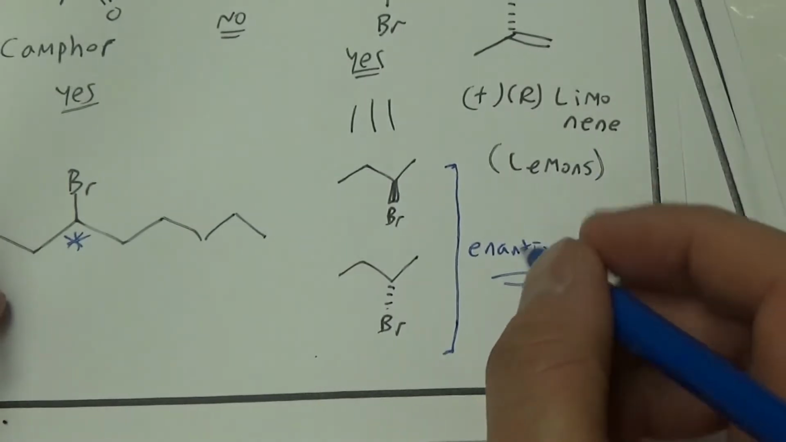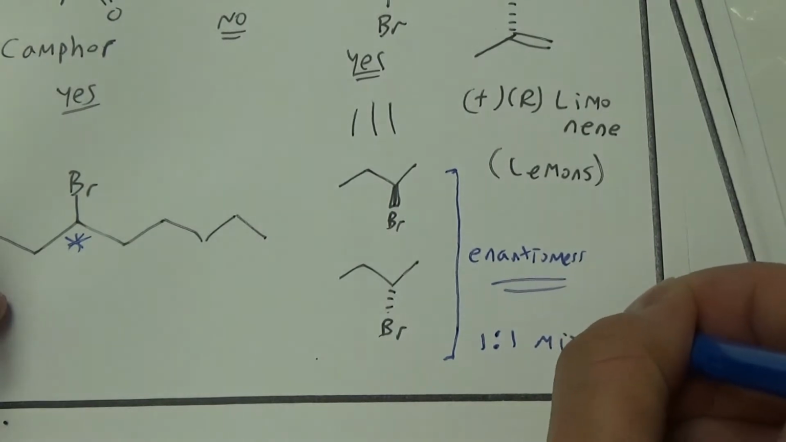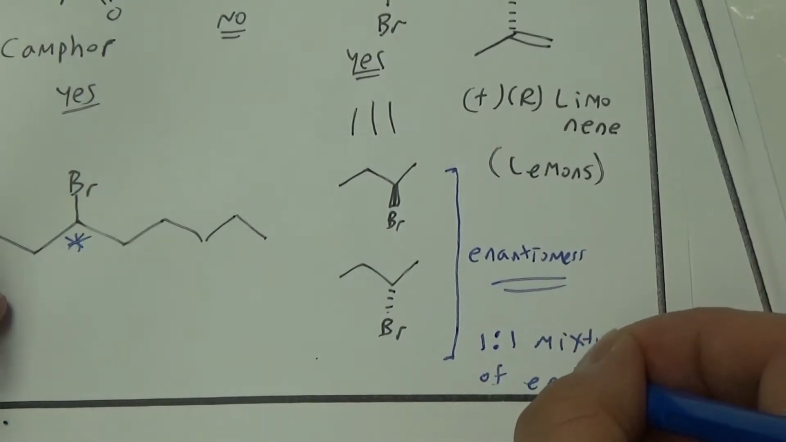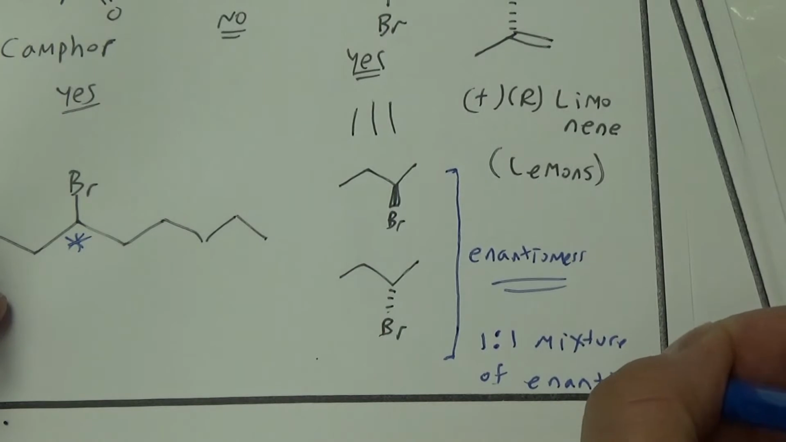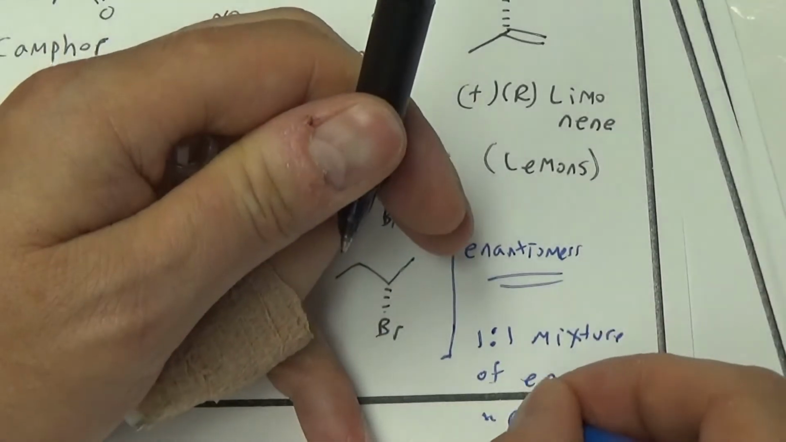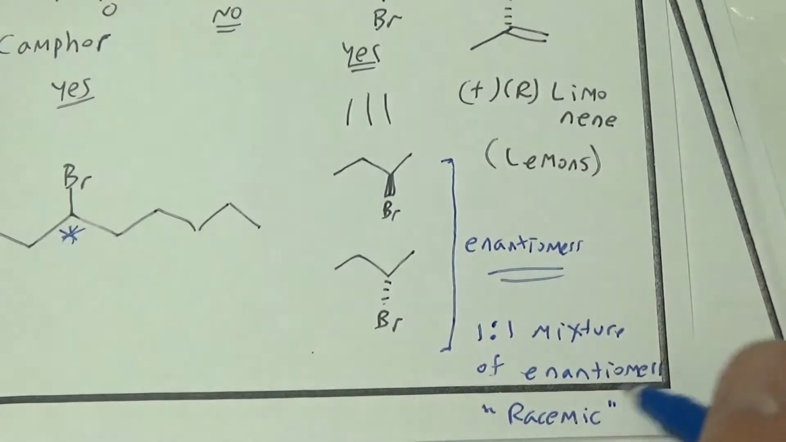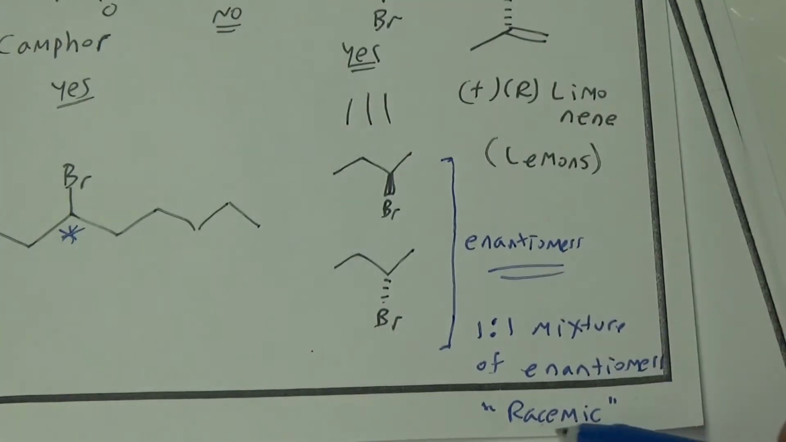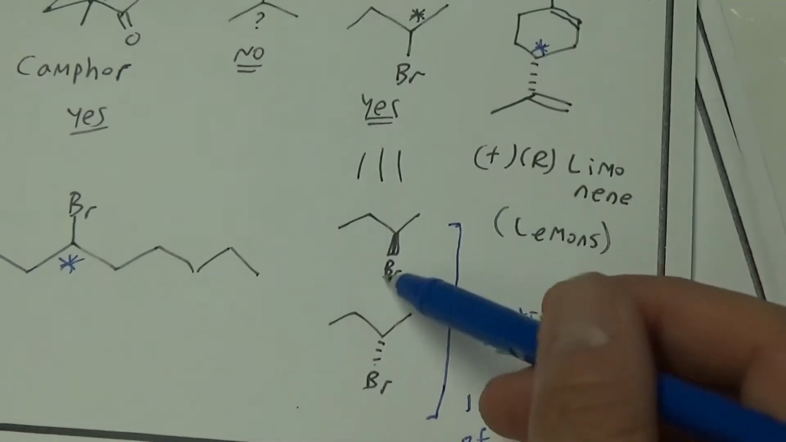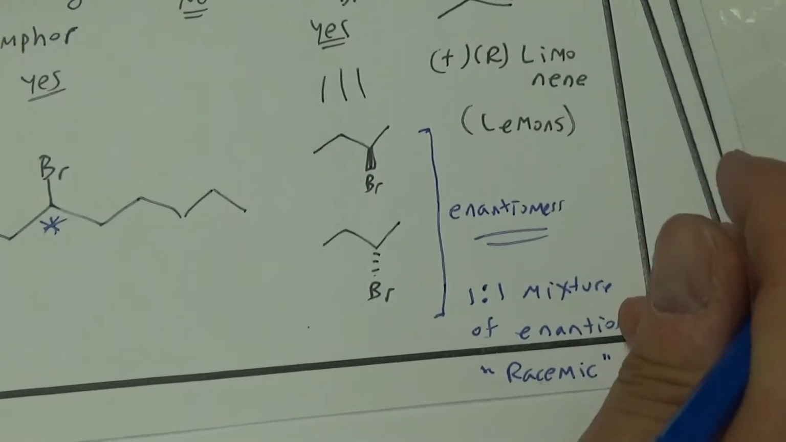Okay, and another term, one-to-one mixture of enantiomers, has a name. Whenever you have a one-to-one mixture of enantiomers, that has a name. It's called racemic. R-A-C-E-M-I-C. Racemic is a one-to-one mixture of enantiomers, and so if this is a one-to-one mixture of enantiomers, it's called racemic. It's a racemic mixture. Okay.